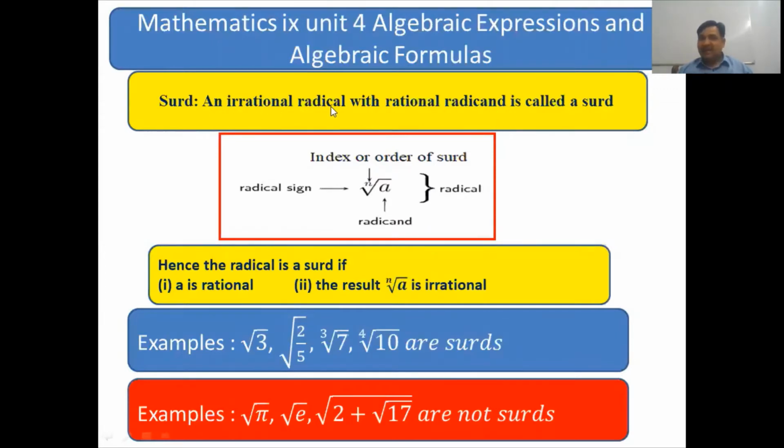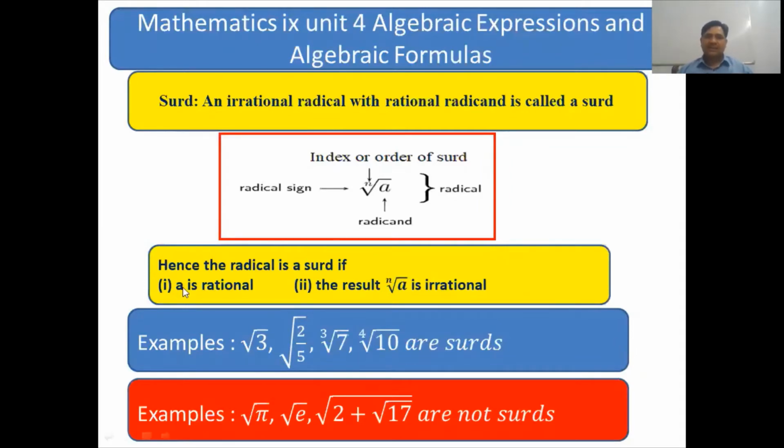So an irrational radical, such a radical which is irrational with a rational radicand, where this a must be positive rational, is called a surd. So you can say that a surd is a special case of a radical. There are two conditions for a radical to be a surd.